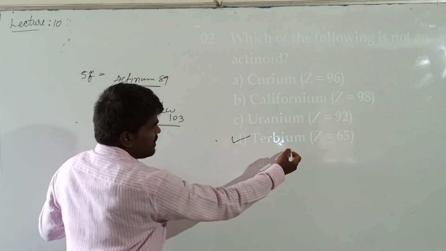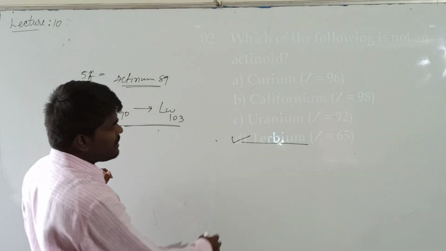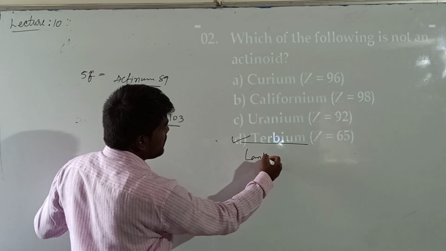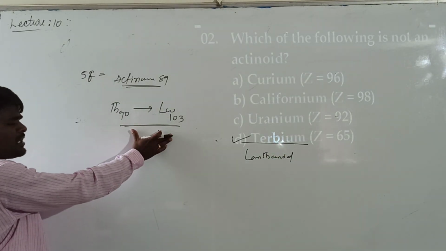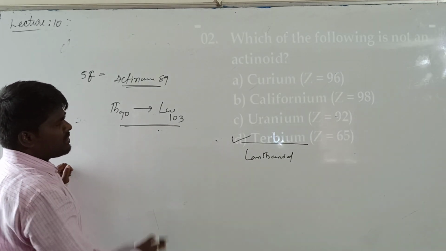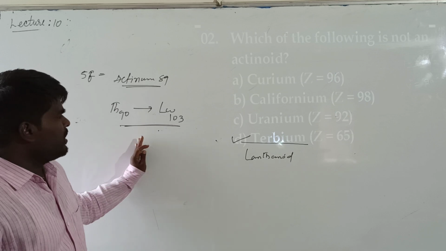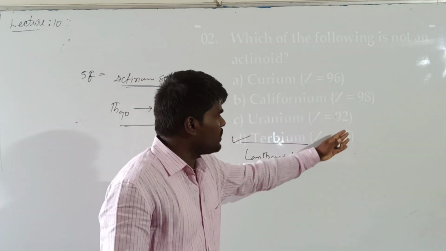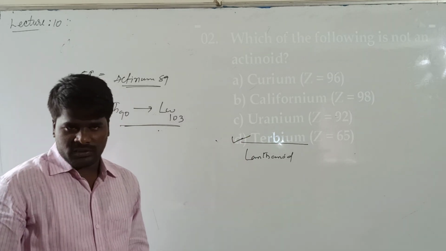Why? The atomic number is 65. This is actually a lanthanide. It is not an actinide. This is what you need to remember. Generally, what is the atomic number range of actinides? 90 to 103. All the elements which fall into this range come under actinides. Even if you can't identify the elements, you can go with the atomic numbers. This particular element is not an actinide.